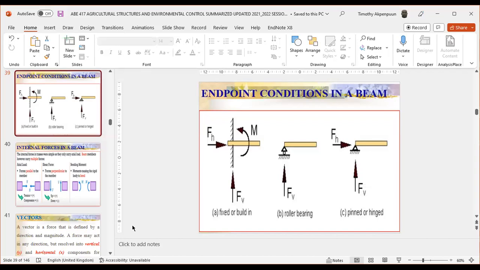Okay, so we are back. So this figure here, figure A, B, and C. Just look at it this way. This is showing you a fixed end, right? Built in. So when you see this kind of design here, you know that it is what? A fixed beam, right? This is what? A roller, and this is what? A pin.